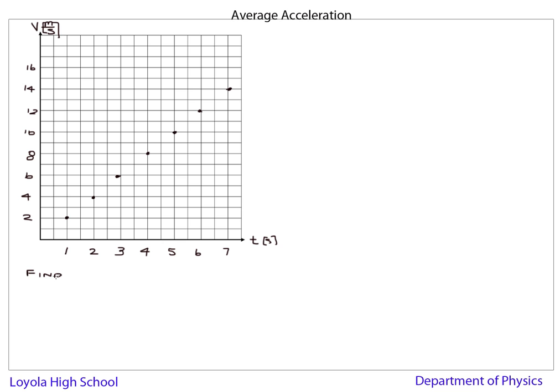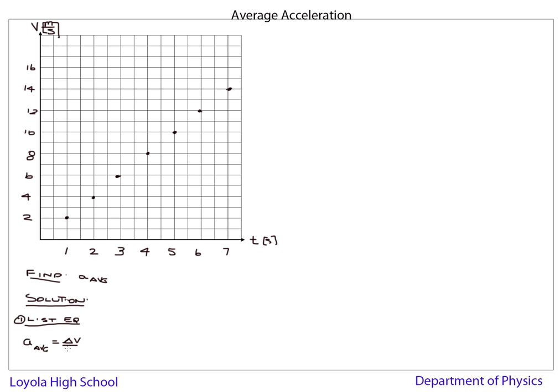So how do you do that? We want to find the average acceleration, AVG. So the solution. The first part of the solution is to list the equation. The average acceleration is equal to the change in velocity over the change in time.